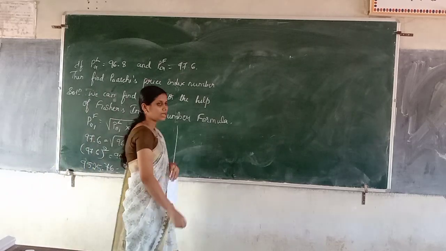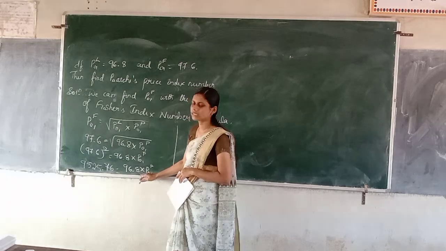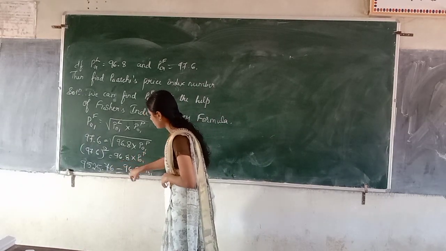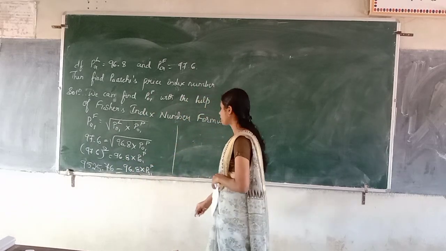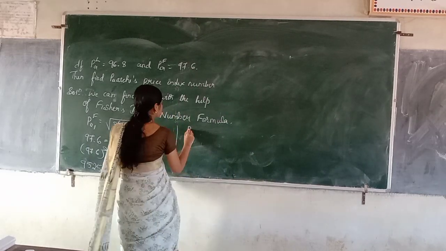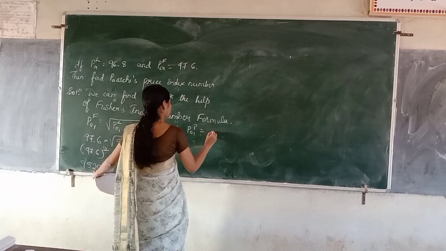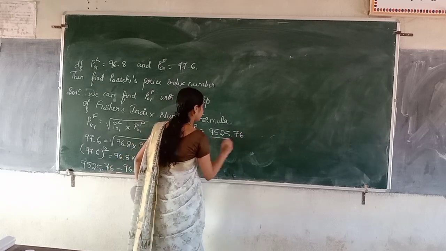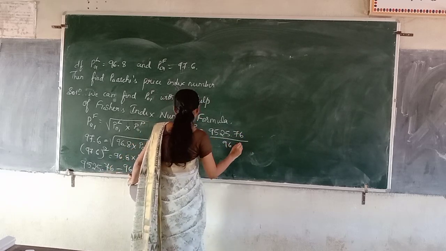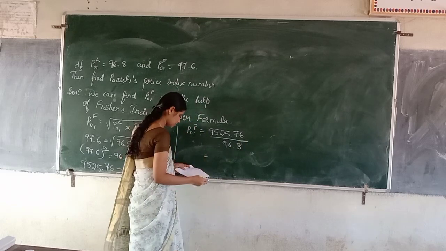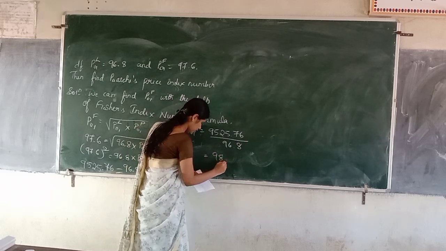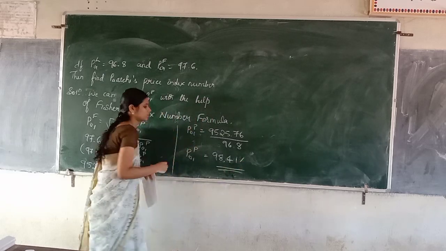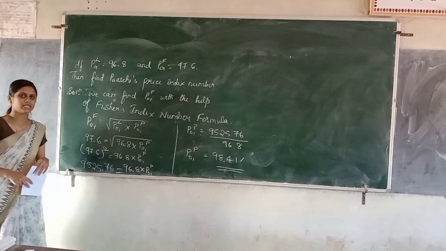Now we will calculate past year's price. We will take this past year's price index number here itself and carry this number to that side. Into will become divided by. So past year's price index number is equal to 9525.76 divided by 96.8. When you divide it, the answer comes to 98.41%. So we have calculated past year's price index number with the help of Fisher's price index number formula.